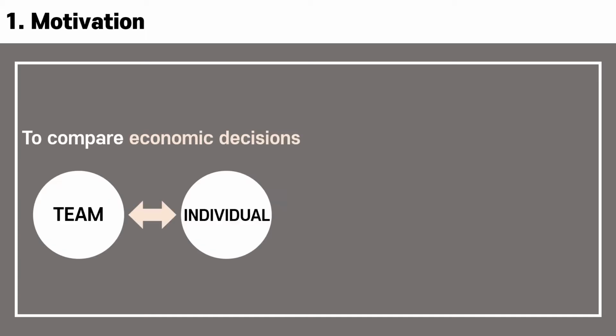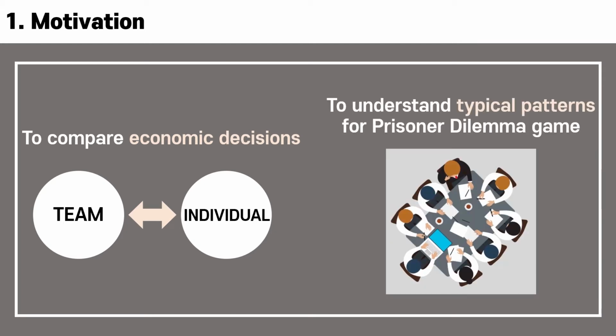Let's first talk about the motivations of this experiment. The authors suggest two motivations for running such an experiment. One is to compare economic decisions between teams and individuals, and the other is to understand typical patterns for Prisoner's Dilemma games. Thus, the experiment is run by dividing into team versus team and individual versus individual games and investigating the results.